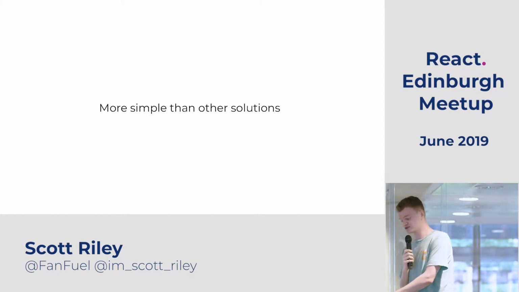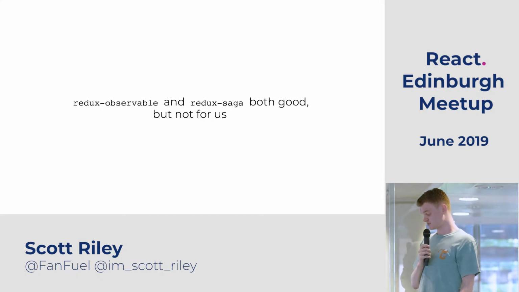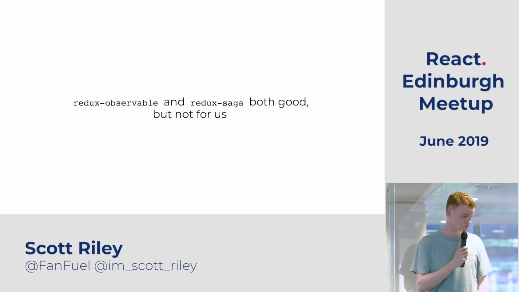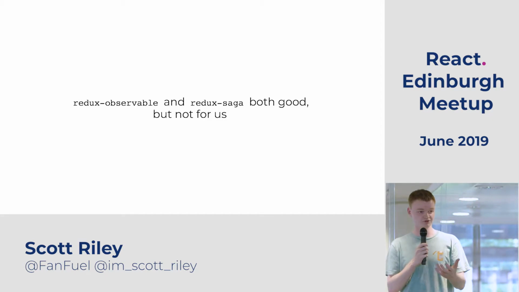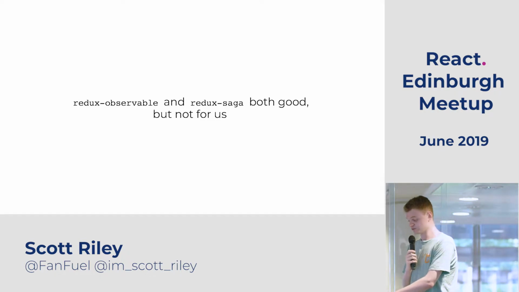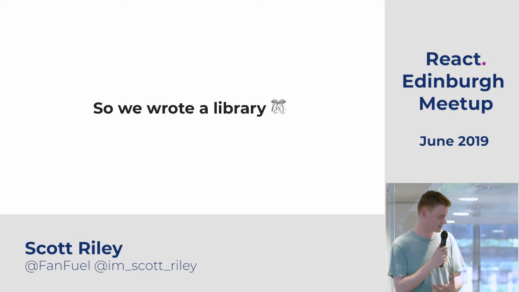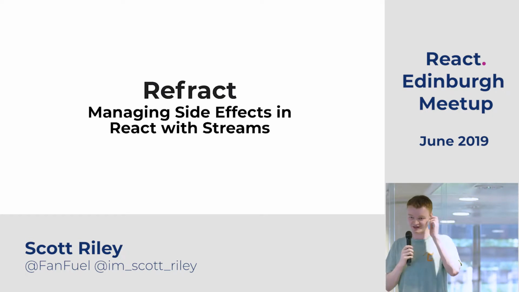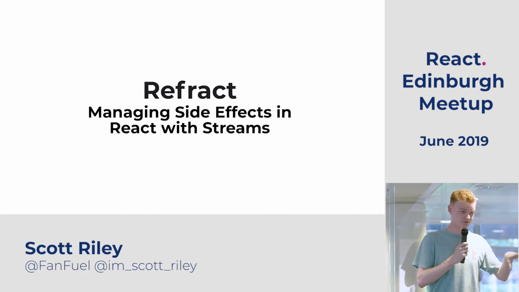There are libraries like Redux Observable and Redux Saga. I spoke about Redux Observable just over a year ago. It's pretty nice. They're really good. Redux Observable is explicitly based on observables, and Redux Saga is based on the generator function and the yield style API. We didn't pick up either of these. We wrote a library instead. It's just standard engineer behavior. We open sourced it, called Refract. And this library largely came out of requirements that neither of those libraries fitted.